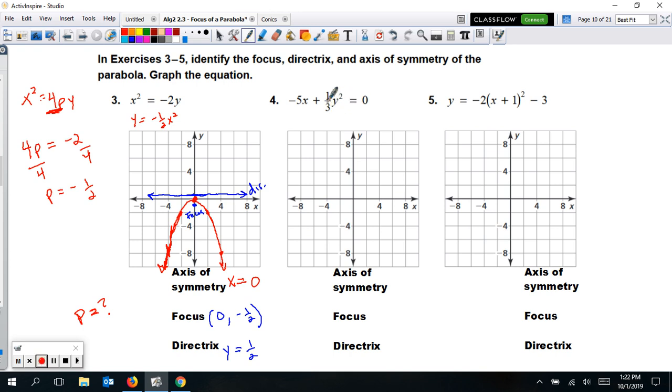So let's get y squared by itself. To do that, we need to add this 5x to both sides. So let's go ahead and add 5x to both sides. That cancels the 5x's there. And so now that leaves me with, I'm going to have to put it kind of up here, a 1/3 y squared is equal to 5x.